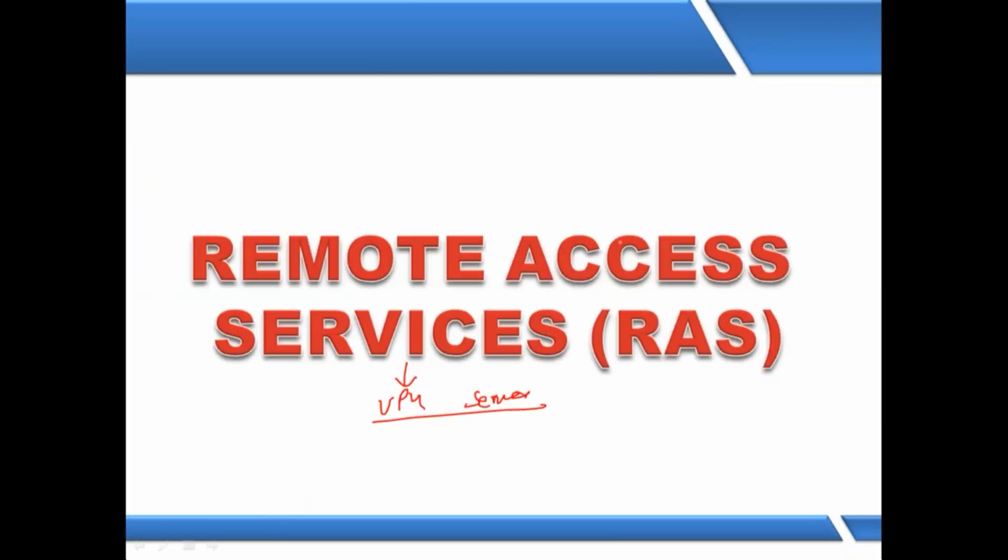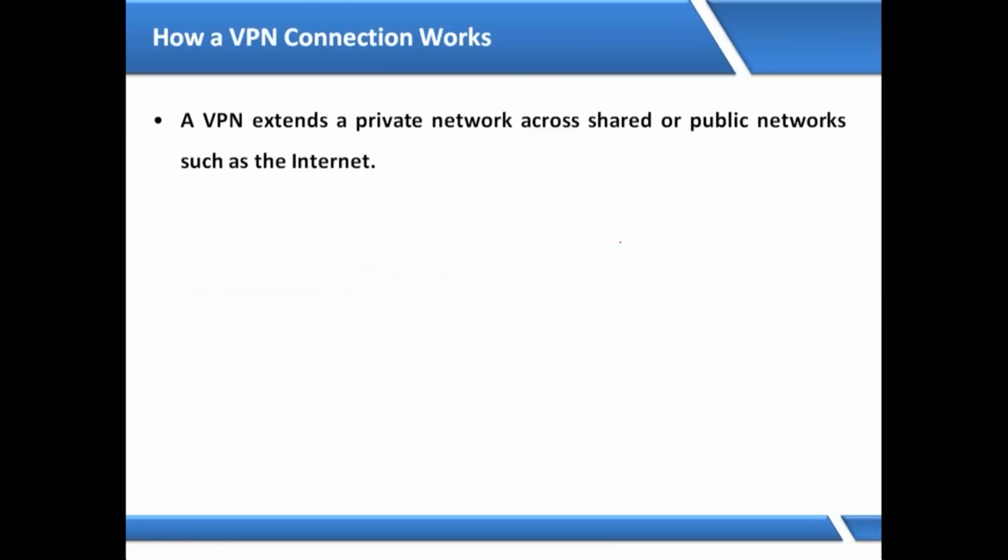So what is VPN? Virtual Private Network. It is a server through which we can connect to our private network using the public network. So I repeat, VPN is a server through which we can connect to our private network from the public network. Public network means the internet, from anywhere, maybe from home or from anywhere.